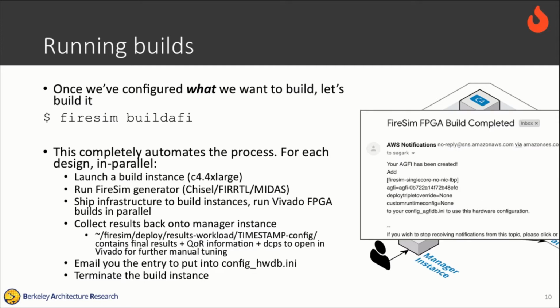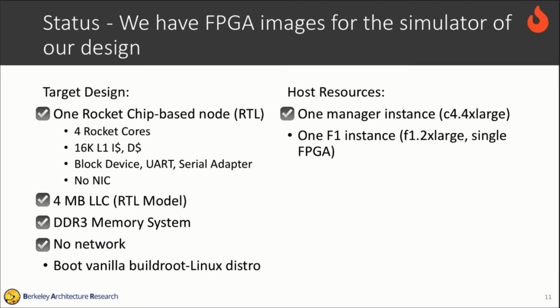OK, so at this point, I forgot to mention, once a build completes, you basically get an email from the tool that tells you this configuration string that you will copy into one of the other configuration files later on to specify the hardware images that we have access to. But we'll get back to that. OK, so if we look at our status now, we have basically our target design mostly ready to go, and we still have this one manager instance running.